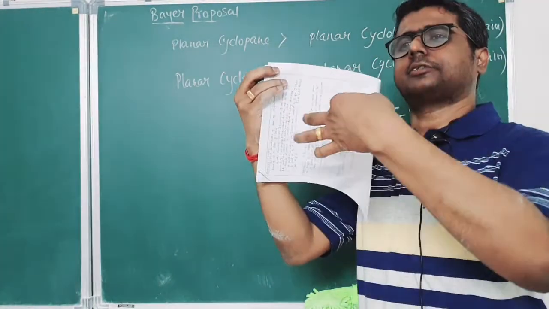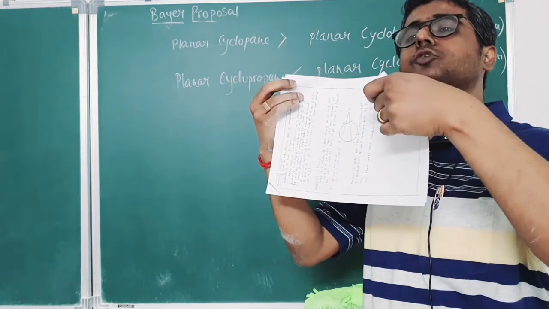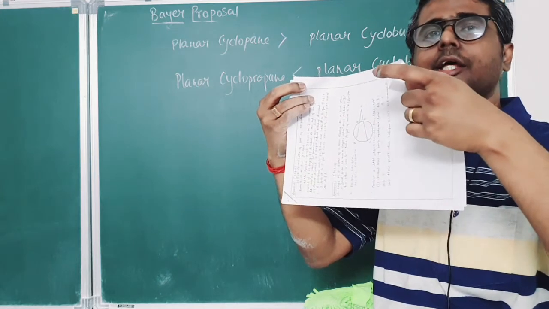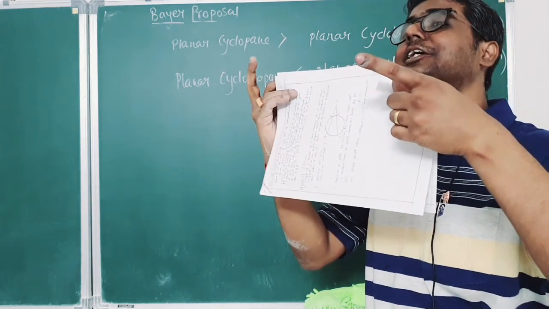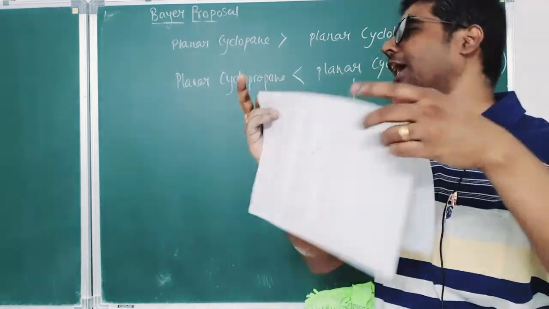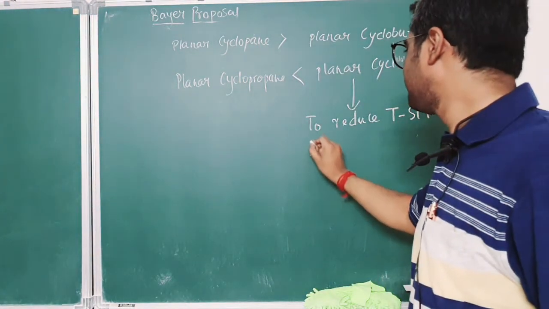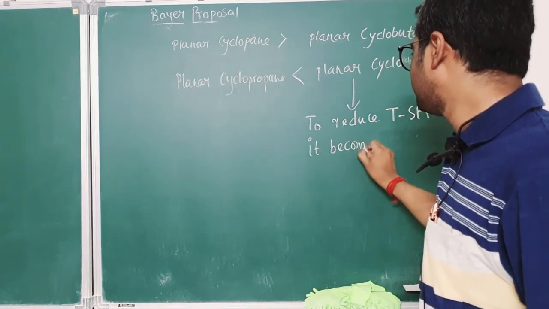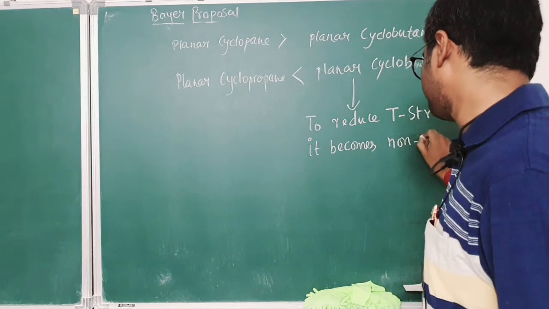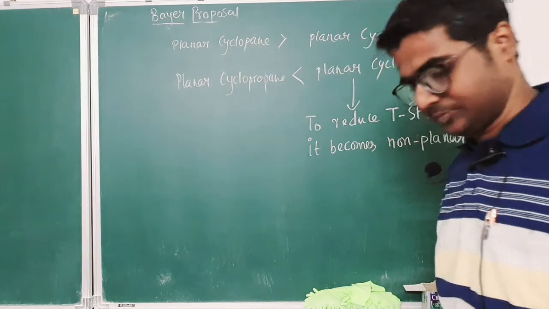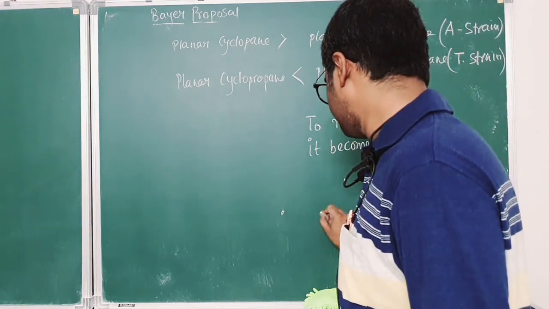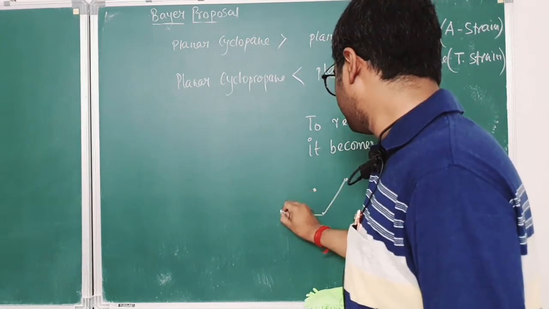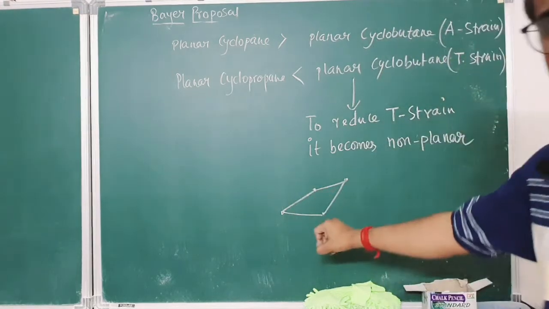One atom moves, and it reduces the torsional strain. Whenever that carbon atom moves into the other plane, the hydrogen atoms attached to the carbon atoms move away from the other hydrogen atoms, and the repulsion decreases. Stability increases. So to reduce torsional strain, it becomes non-planar. If I want to show this cyclobutane, I can show it like this. So one of the points has come out, the cyclobutane structure.